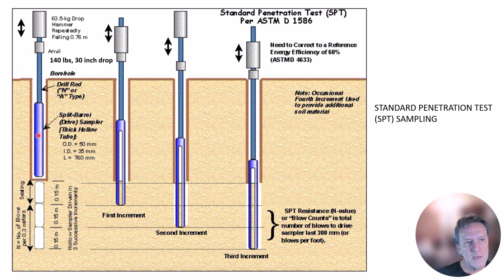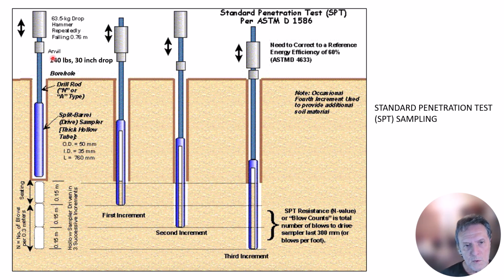Standard penetration tests, so I'm talking about sampling here. Let's see, what does this show? This shows conventional type of sampling with a split barrel steel tube. Here are the specifications for outer diameter, inner diameter. Here is the anvil, and here is the hammer. So 63.5 kilograms is roughly 140 pounds, 30-inch drop.